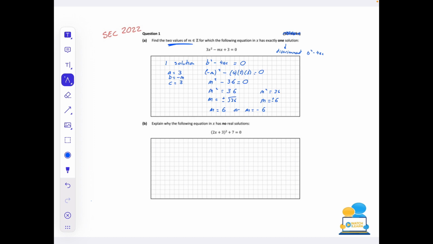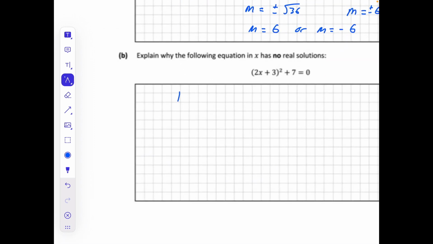Okay, part B then: explain why the following equation in x has no real solutions. So no real solutions, that is our discriminant, that's our hint to write down our discriminant b squared minus 4ac. If it has no real solutions, what do we know? B squared minus 4ac is smaller than 0. Okay, that is what I got from this part of the question.